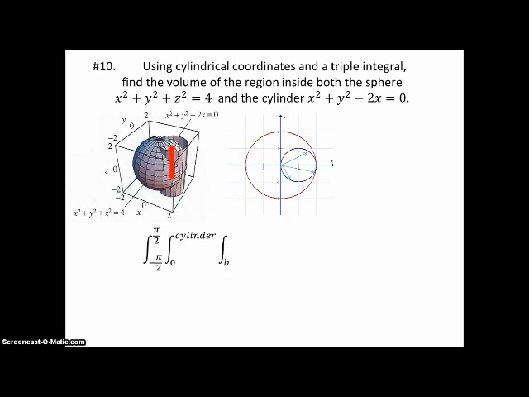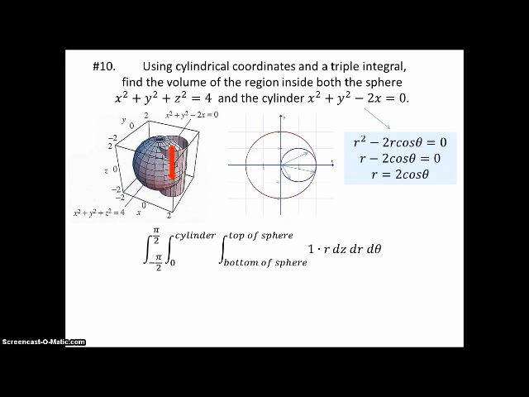So we'll set up our triple integral first with words and then figure out what those limits have to be. Theta, the last thing we'll integrate with respect to, goes from negative pi over 2 to pi over 2. Now let's take a look at the equation of the cylinder and change to polar form. X squared plus y squared is r squared. X is r cosine theta. And then we divide by r and solve for r.